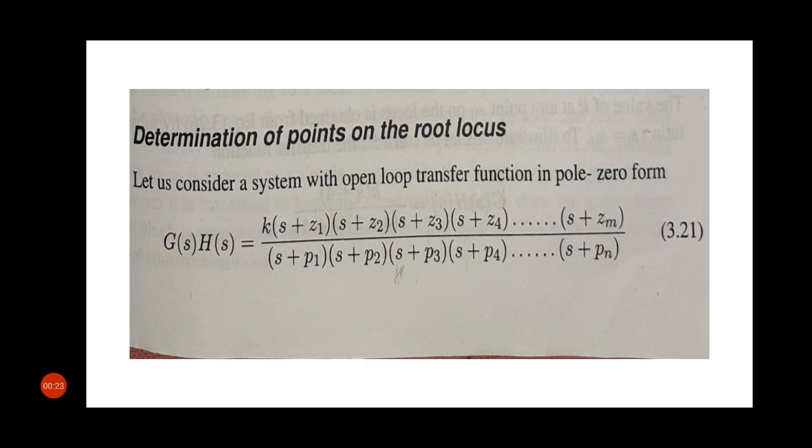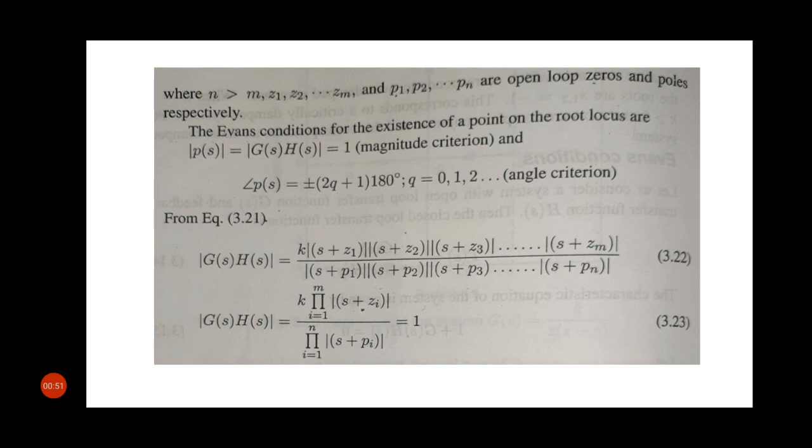Here we consider a system with open loop transfer function in pole-zero form: G(s)H(s) = K(s+z1)(s+z2)...(s+zm) divided by (s+p1)(s+p2)...(s+pn). This is equation number 3.21. Here n is greater than m, z1, z2 up to zm are open loop zeros, and p1, p2 up to pn are open loop poles.